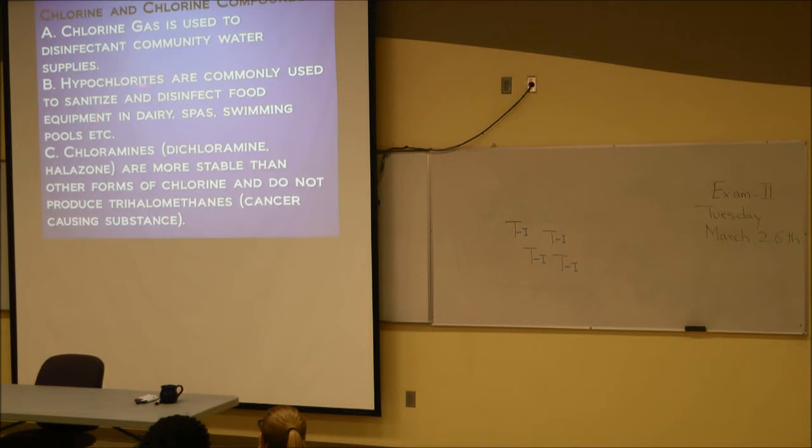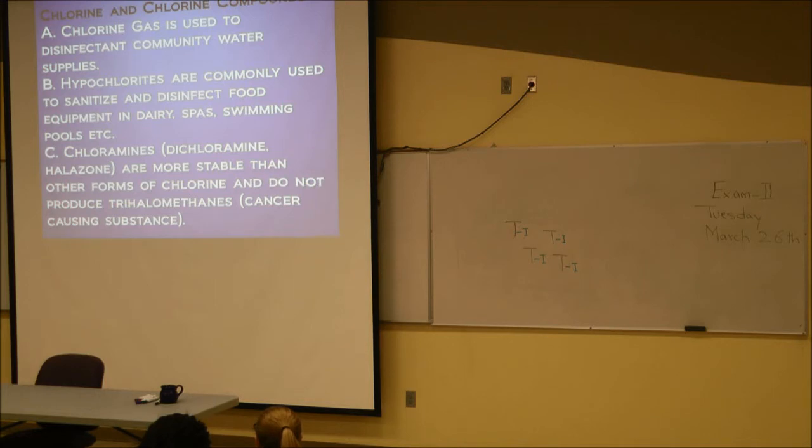Hypochlorites, which the guy who cleans your swimming pool uses, are commonly used to clean dairy, spa, swimming pool, stuff like that. One of the derivatives of chlorine is called chloramine. These are expensive, and the biggest advantage of chloramine is that it does not produce trihalomethane. If you want to clean your water, use chloramine. If you're a millionaire or billionaire, you can use this.